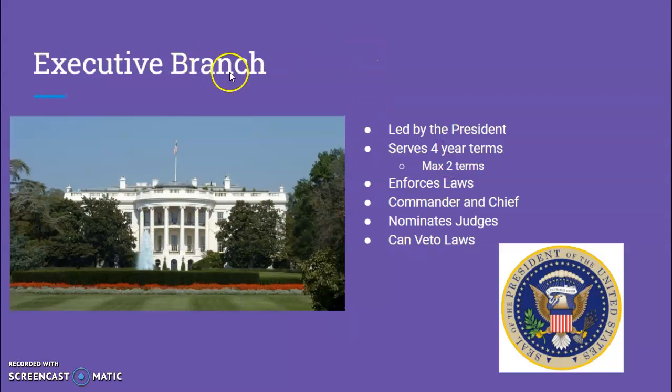First, we've got the executive branch. Here's the picture of the White House, very famous. I mean, you've been there. This is led by the president. Currently, it is President Trump, and that is in 2020. The president serves four-year terms, max 2 terms. So technically, the most amount of time a president is supposed to serve is 8 years.